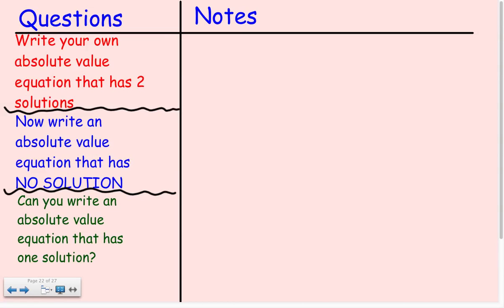I don't think that there are any possibilities where you could just have one solution, because you'd always need to get the negative in the absolute value bars and the positive to get the same absolute value. So I would say that you cannot write an equation that has one solution.